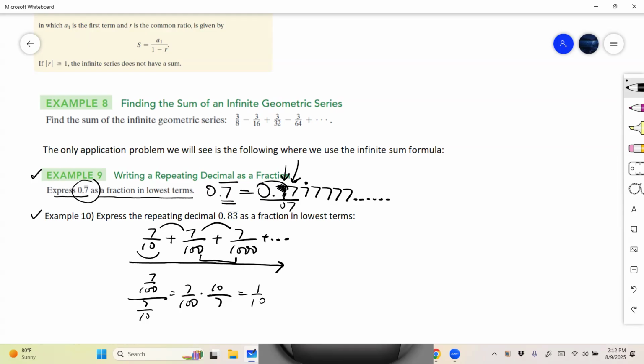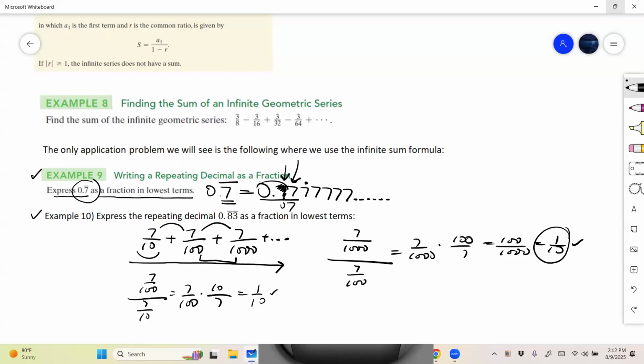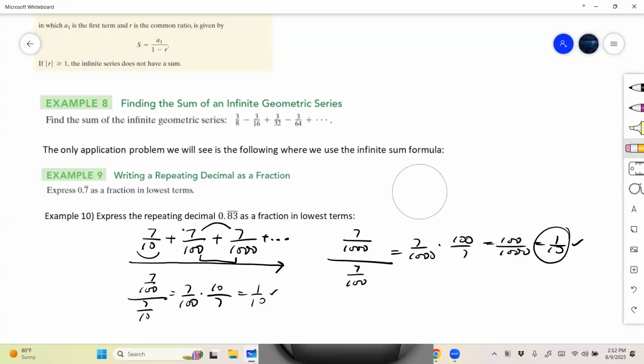Let's confirm this ratio. 7 over 1,000 divided by 7 over 100. 7 over 1,000 times 100 over 7. 100, 1,000, and again 1/10. So they match. This is a geometric series where the ratio is 1/10. All right. Now, once you figure that out, by the way, it's always going to work out the same way. This is a geometric sequence where the ratio is 1/10.